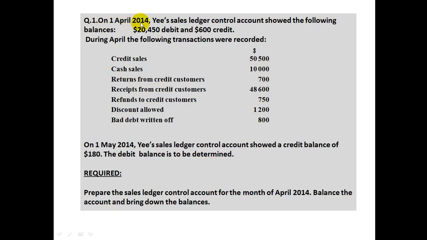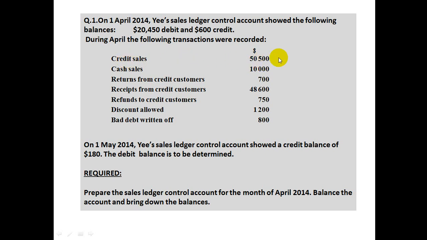On 1st April 2014, Ye's sales ledger control account showed the following balances. This is the debit balance, this is the credit balance. We had discussed in the introductory lecture, a sales ledger control account may have both debit and credit balances at the same time. So we'll enter them in the ledger account. During April, these transactions took place.